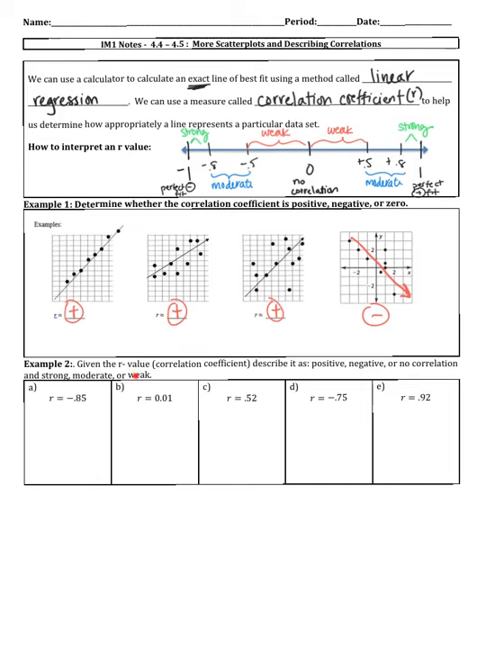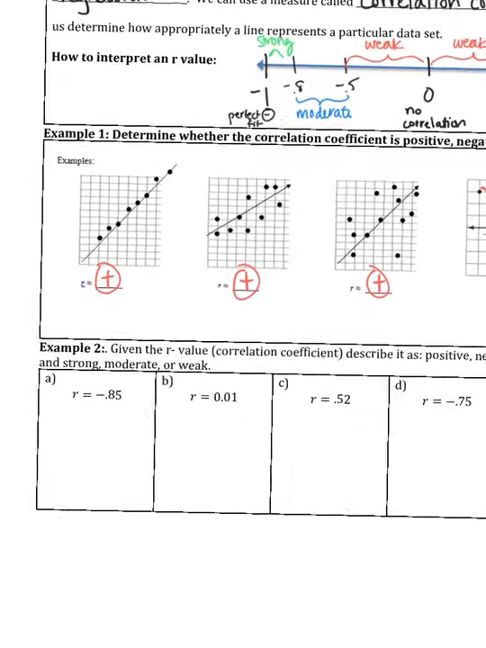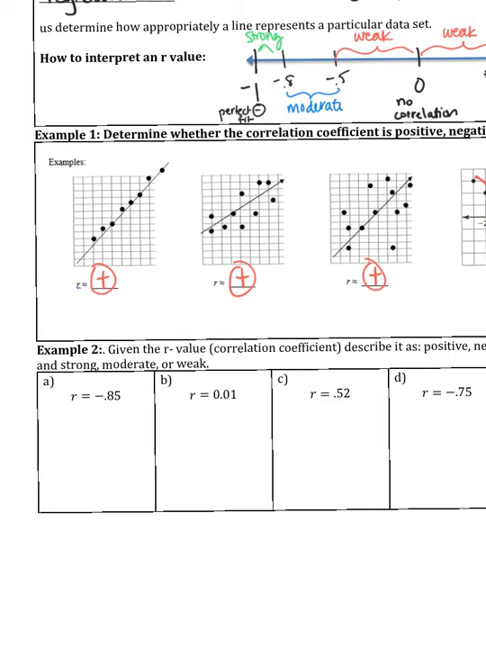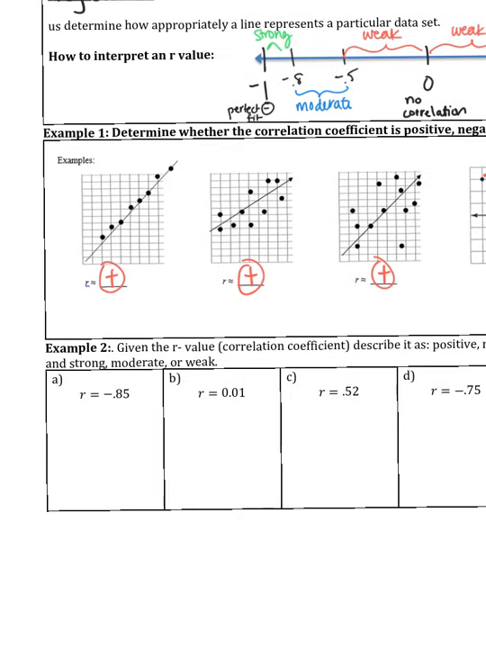Example 2, given the R value, or that correlation coefficient, describe it as positive, negative, or no correlation, and strong, moderate, or weak. Okay, so we're going to look at the correlation coefficient, and it's helping describe the graph to us in an even more precise way. So my first one, I have a negative value, so I would have a negative.